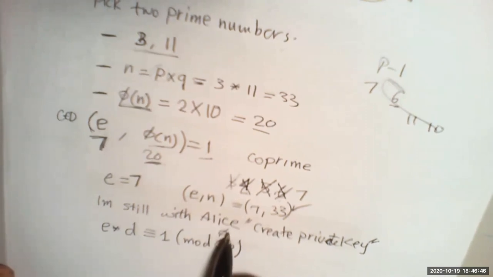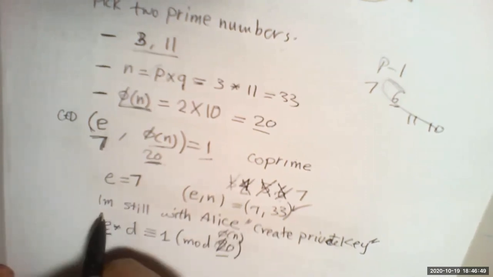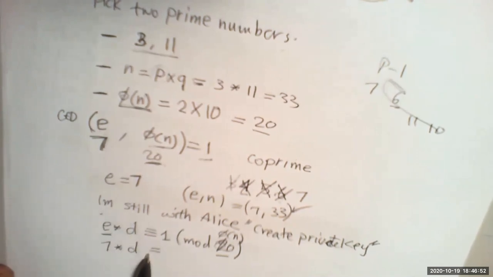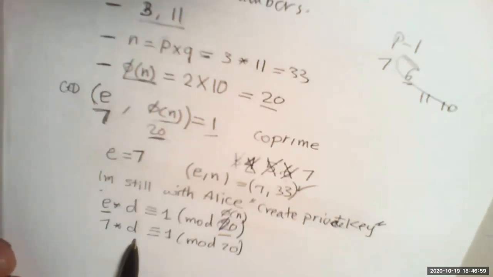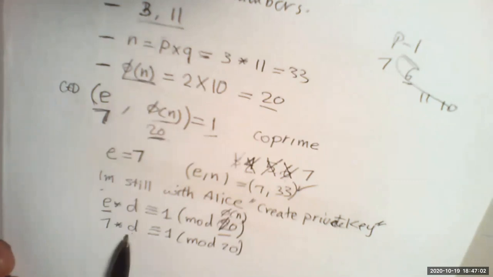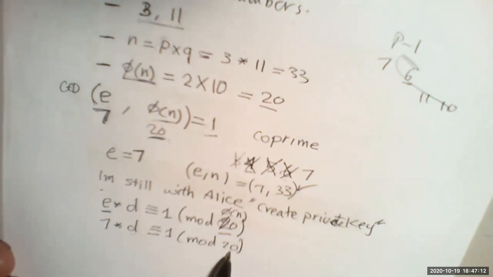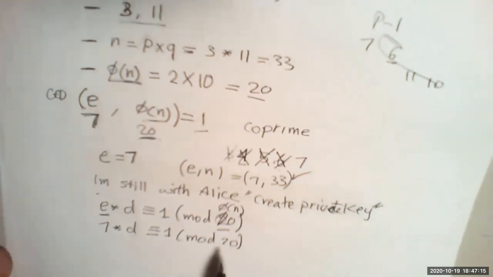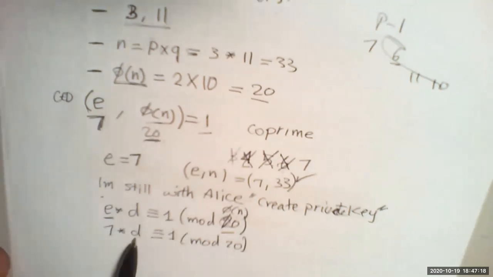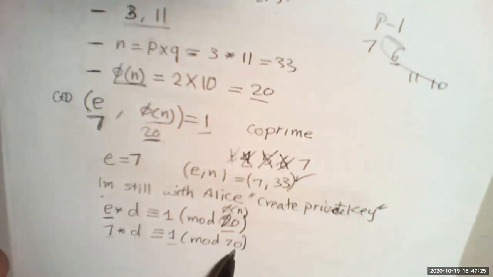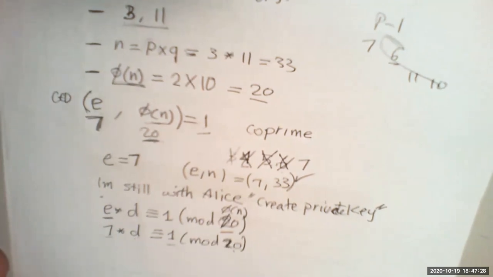And here E is 7. So 7 multiplied by D is congruent to 1 mod 20. Can we solve this one? We can solve it if we find the number which, multiplied by 7, gives a remainder of 1 mod 20. Do you know? Anybody knows? There is only one number. It's 3. Yeah, exactly. This is 3.